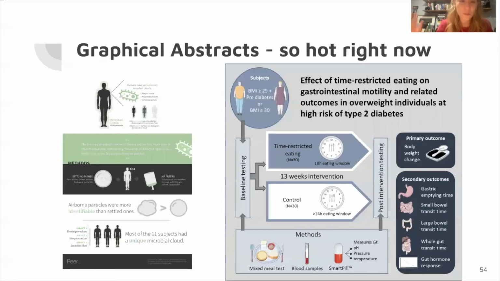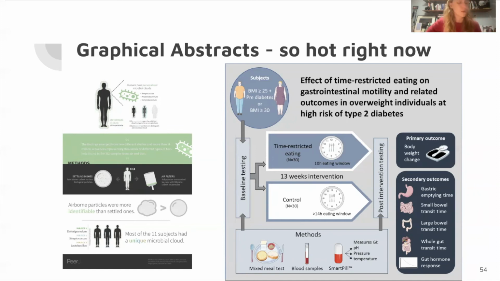And as we mentioned before, graphical abstracts are so hot right now. They're really popular. I think it's probably because Facebook and stuff made people used to looking at infographics, and I think Elsevier is requiring them, and I think it's just a good skill. So we might work on that in this class as well.